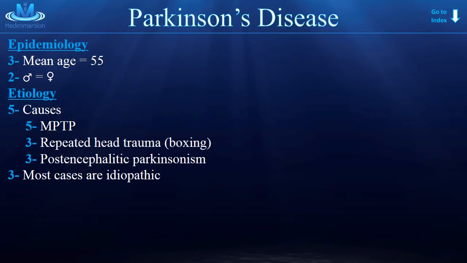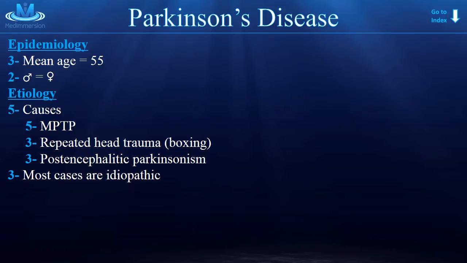So, starting off with epidemiology. It's useful to know the mean age of onset, which is 55 years old. You might not be tested on this specifically, but as you approach clinical rotations, knowing the mean age of onset will help you with your differential when you have a patient who comes in with an essential tremor. It affects males about the same as females and is a very common disease in the United States.